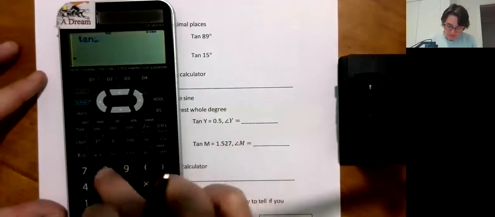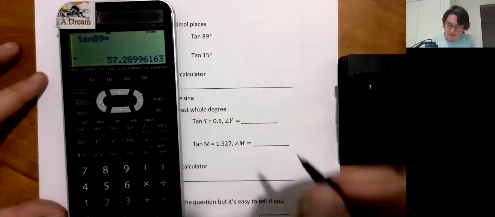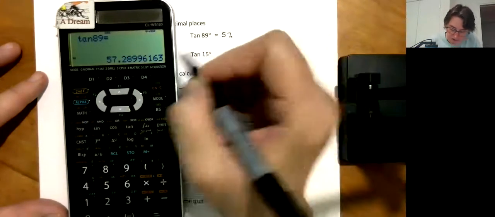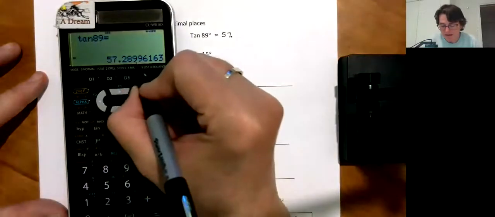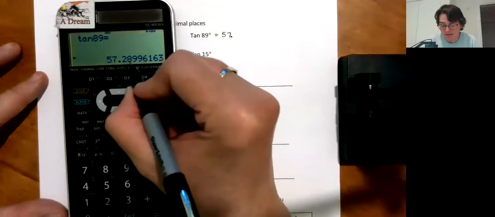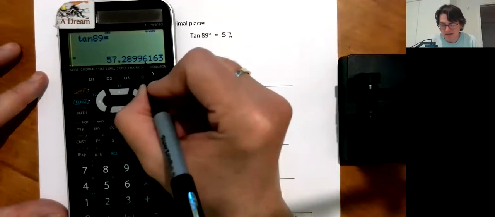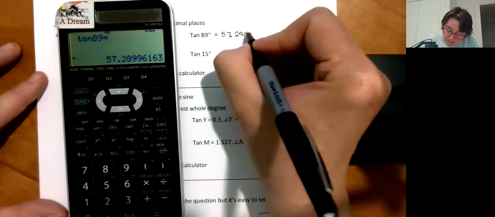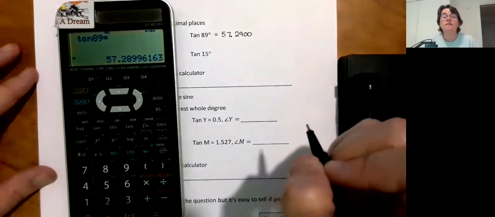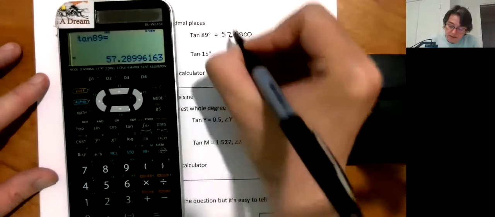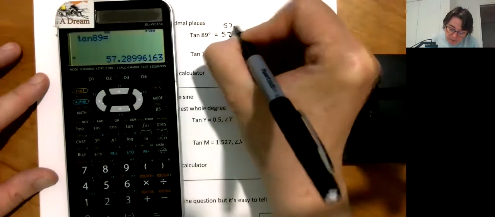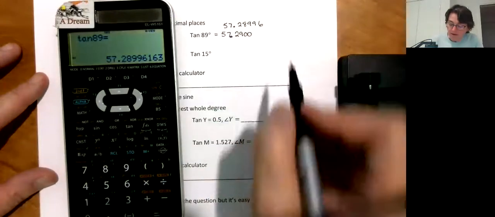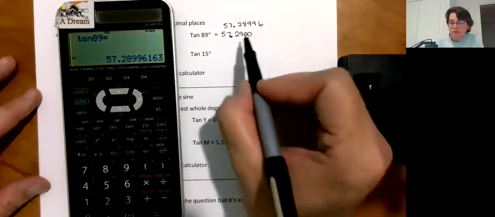Tangent 89. Woohoo! 57 point 28996. So 1, 2, 3, 4. That 6 is going to make that go up. So 2900. If that drove you nuts, you're okay. 57.28996. Okay, so you're rounding to 4 decimal places.